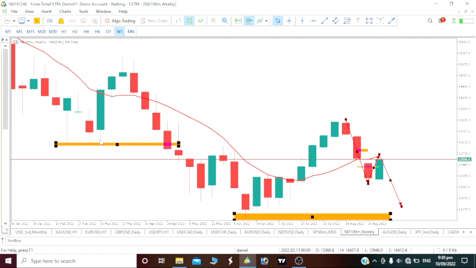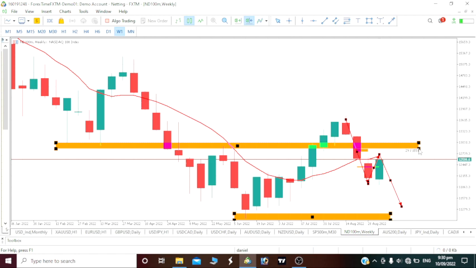We saw this huge wick here. Price reacted to this level here. You can see it. Once our price broke out from the level, it came to test this level. So it is a good level we should be aiming for. Basically, this is the level here.